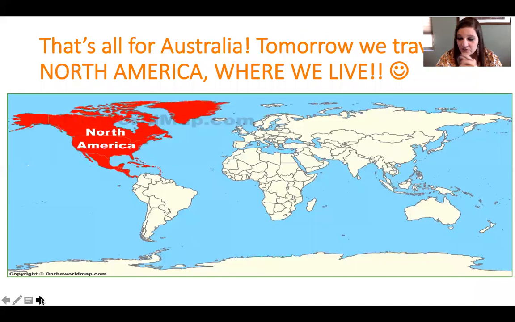So that is interesting about the Great Barrier Reef, right? It's really interesting. There's so many different things in Australia, and that was one of the amazing things that we learned about. So tomorrow we travel to North America where we live, okay? And it's right here in the red. So this is North America, and we live somewhere in this area. And we'll talk about that tomorrow, okay?